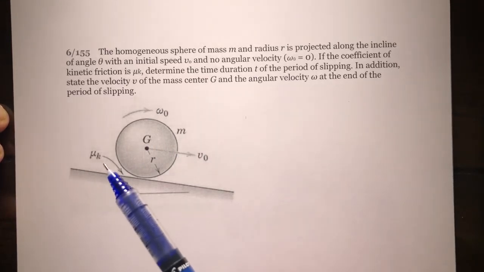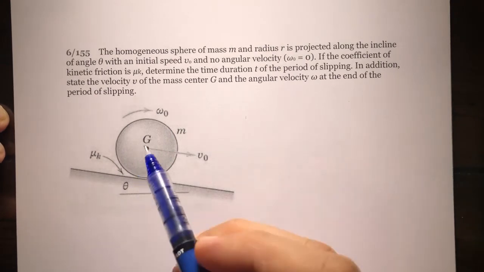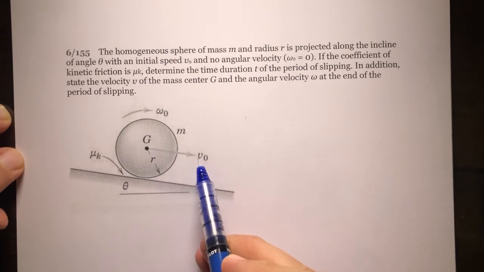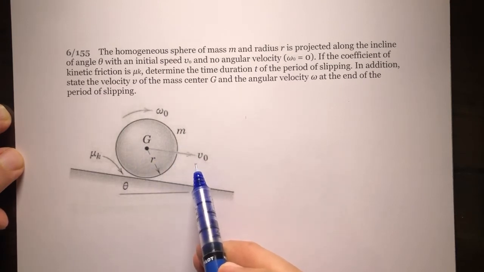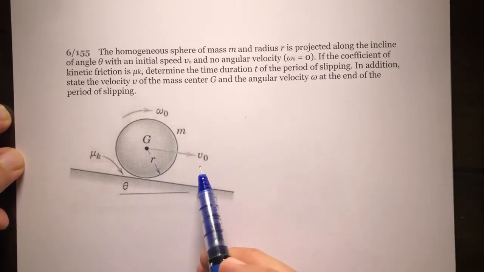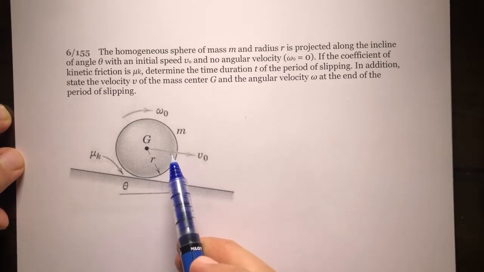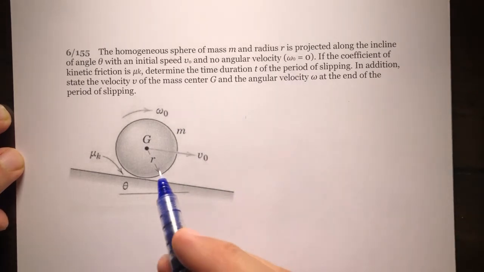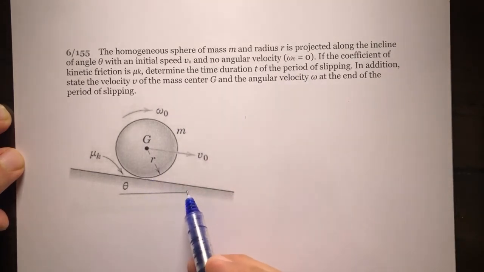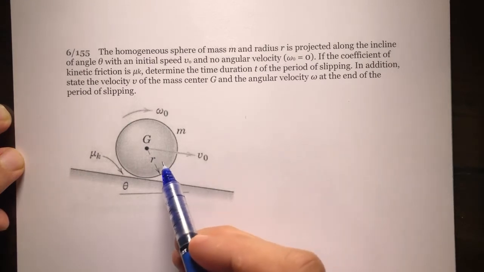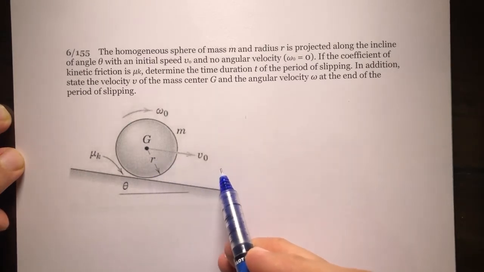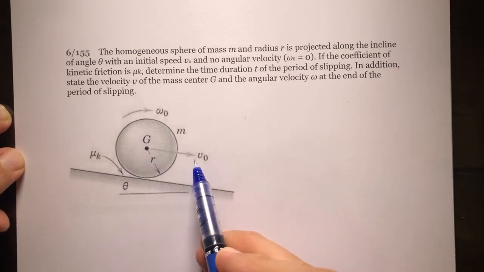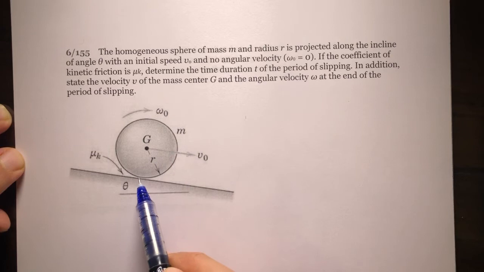Problem 155, chapter 6. We have this sphere, which we are releasing with velocity of v0 on this incline without any initial angular velocity. Initial angular velocity is 0. And we have friction between the sphere and this incline, and we want to find how much it's going to slip. So of course, because there is no angular velocity and we are giving it some linear velocity at the beginning, it's going to slip, right?